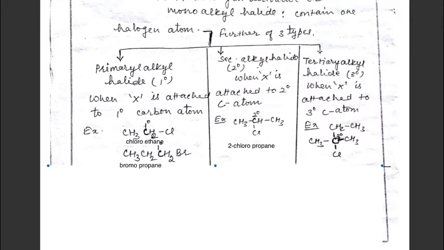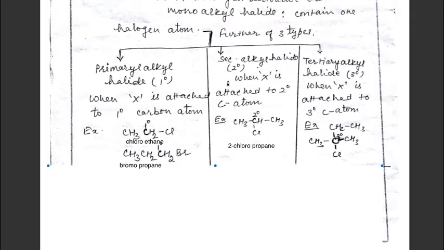This is chloroethane. This carbon is a primary carbon atom as it is attached with only one carbon atom. This is the condition for a primary carbon atom. This chlorine is attached to a primary carbon atom, so chloroethane is called a primary alkyl halide. Similarly, in bromopropane, bromine is attached to a primary carbon atom, so it is an example of primary alkyl halide.